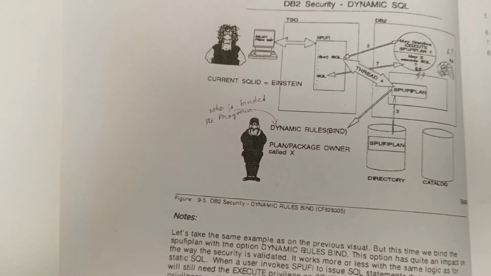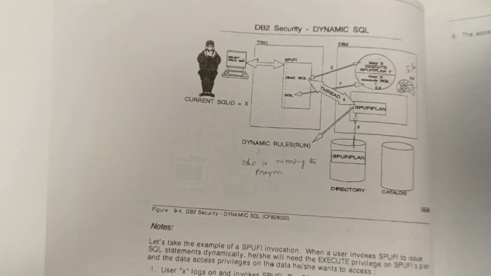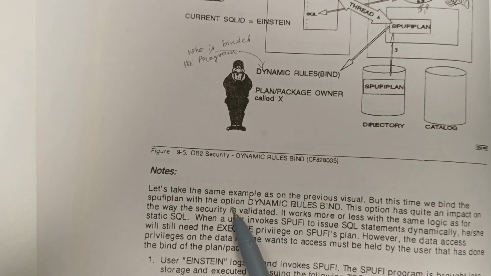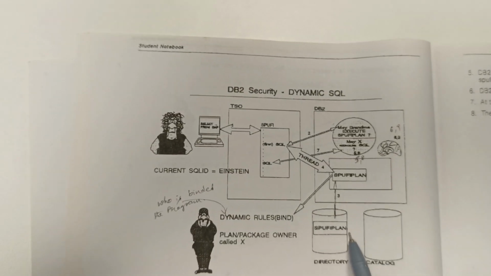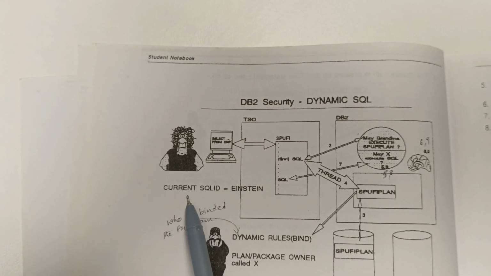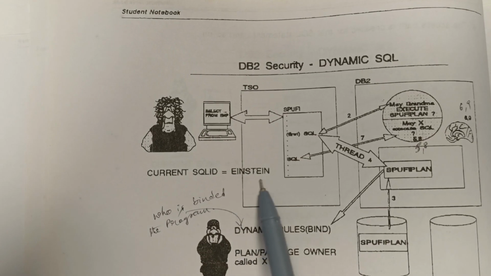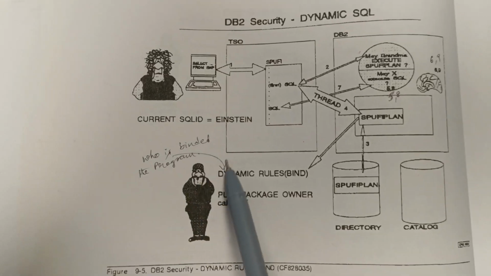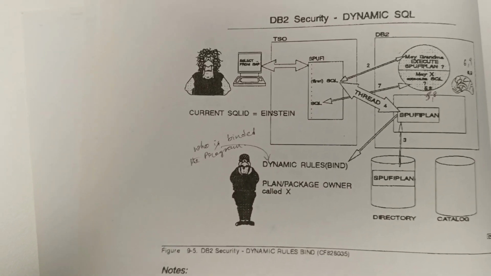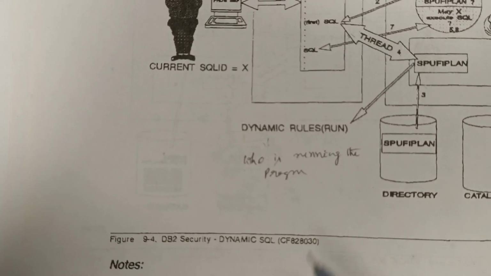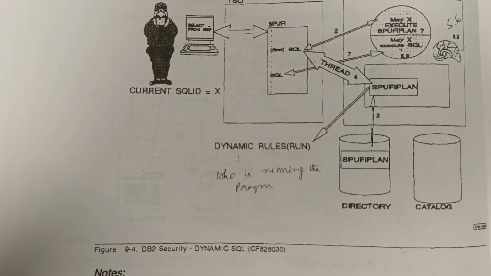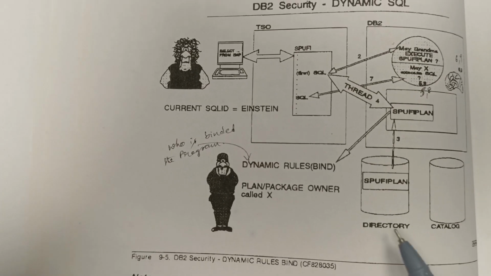These are options for dynamic SQL, and we have seen DB2 dynamic SQL. This is another way to check the dynamic access privilege for the user. Here I have given the current SQL ID as Einstein, nothing but the user here. Then we can see the dynamic rules bind here. Here you can see the dynamic rule I have given as run time. Then only at run time will the execution privileges be checked.